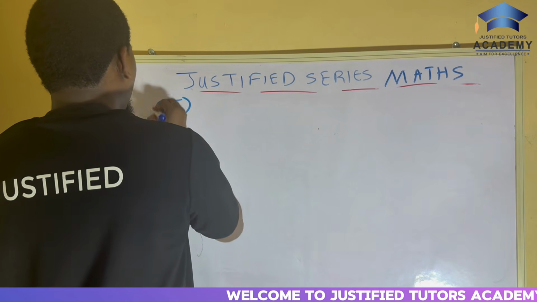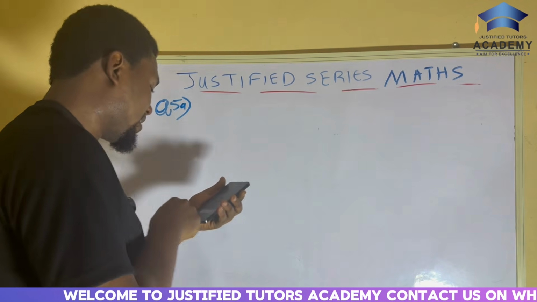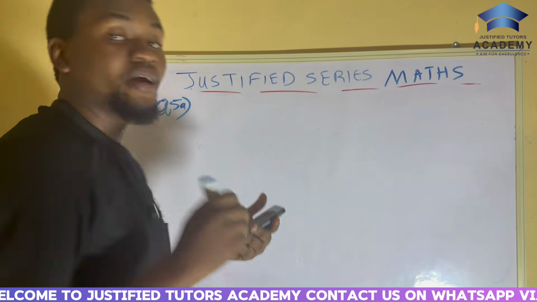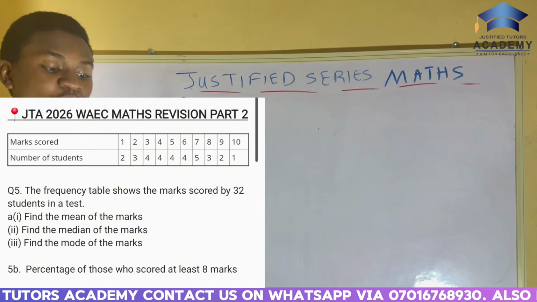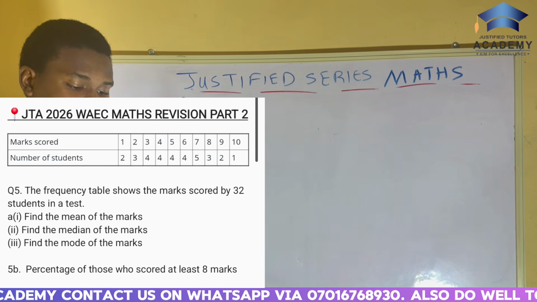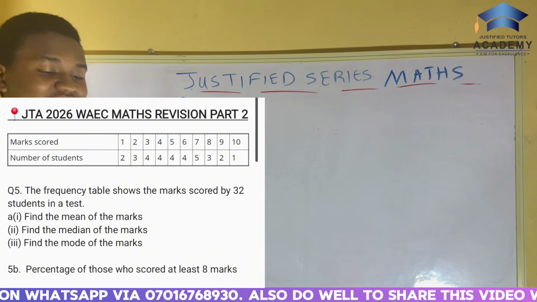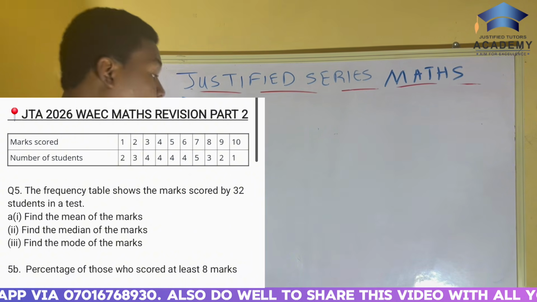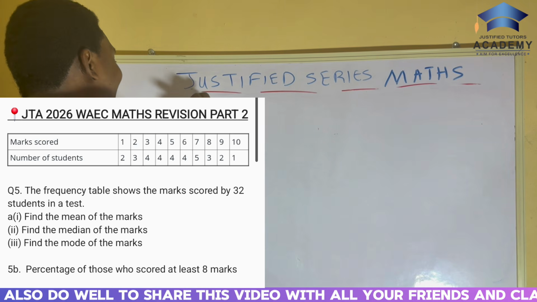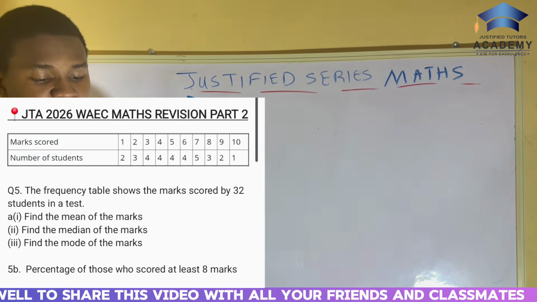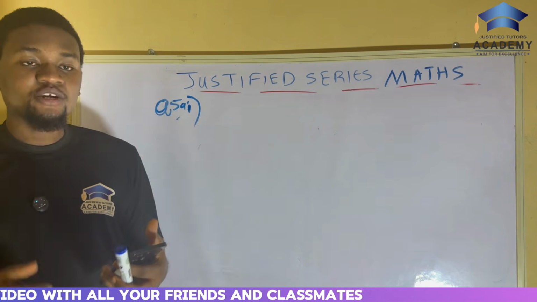So now, let's move to question number 5. Question 5A. Everybody, look at me. Question 5 says, the frequency table shown on your screen shows the marks scored by 32 students in a test. You can see the marks there, you can see the table. Question (i) says, find the mean of the marks.